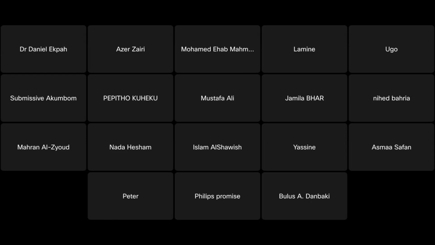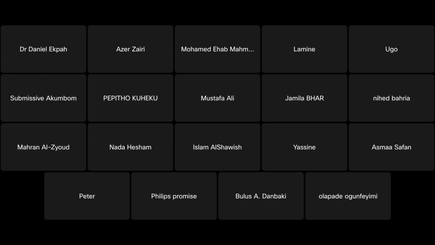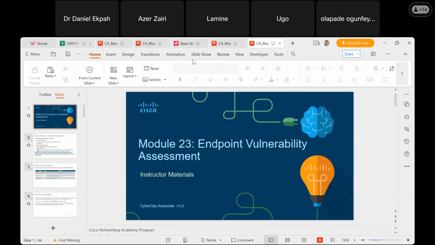Let's look at endpoint vulnerability assessment, which is module 23. Remember, we talked about endpoint. We're still on endpoint, which means this module addresses endpoint generally. In summary, we'll look at how endpoints should be secured, application services and all that on endpoint devices. But here we look at endpoint vulnerability assessment.